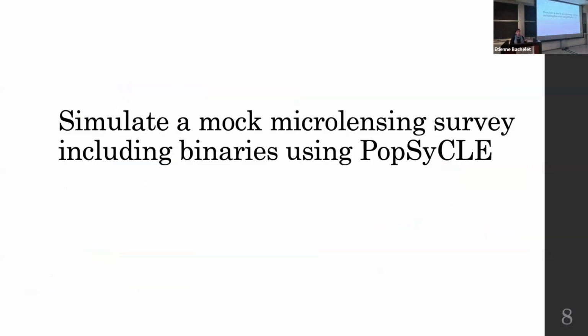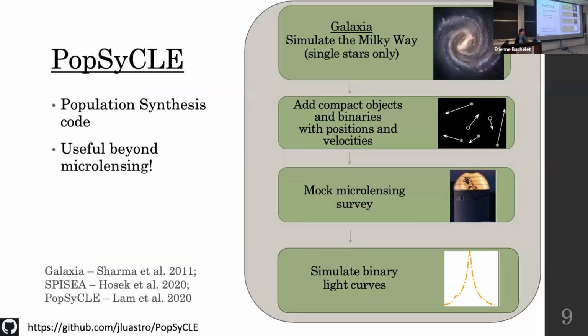So we'll simulate a mock microlensing survey, including binaries, using Popsicle to probe how binaries affect this interpretation. Popsicle is a population synthesis code originally written by Casey, who you just heard from. It starts out with Galaxia, which simulates the Milky Way with single stars only, with the underlying Besançon model of the galaxy. We then use SPICY, which simulates single age and single metallicity clusters, to inject compact objects and binary companions into the survey with the positions and velocities found from Galaxia.